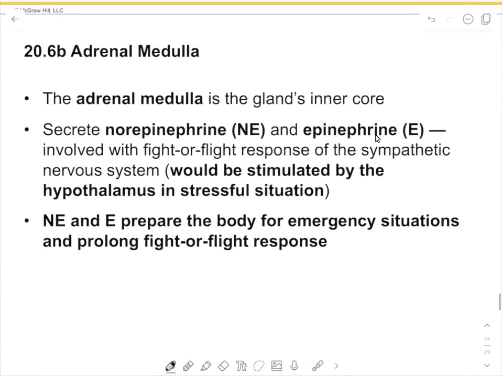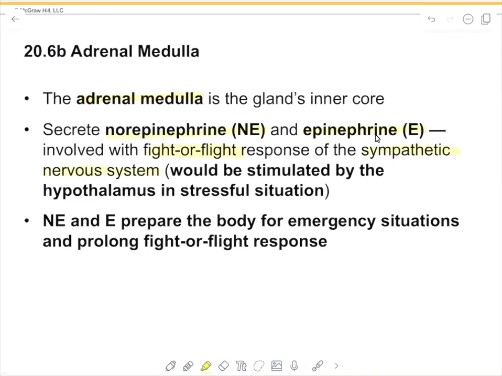So the adrenal medulla is the gland's inner core. And the word medulla means inner part of an organ. The word cortex means outer part of the organ. It secretes norepinephrine, which is abbreviated NE, and epinephrine, which is just abbreviated with an E. And it's involved with the fight or flight response of the sympathetic nervous system.